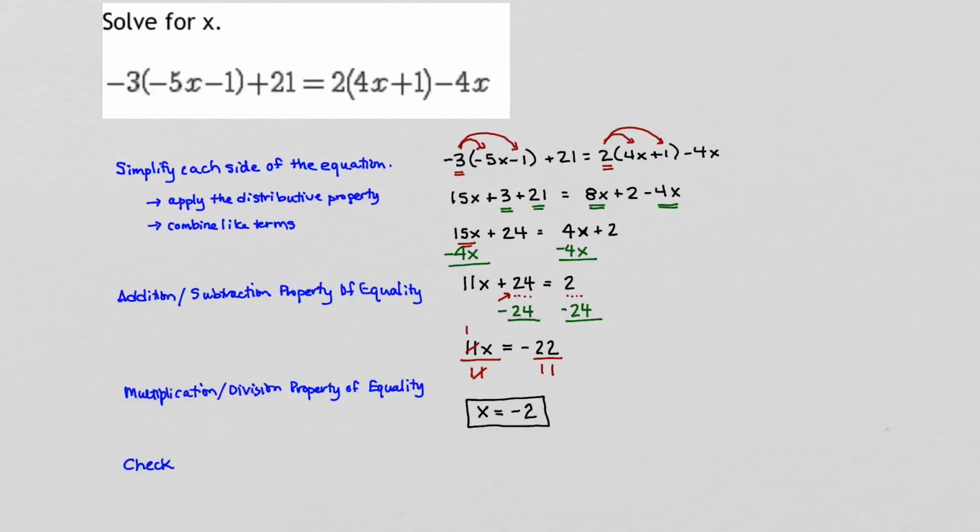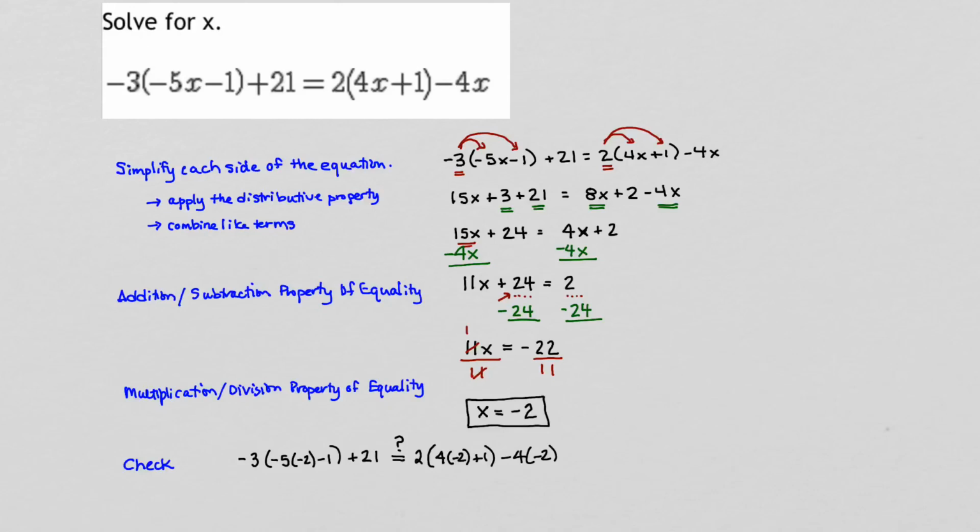So let's rewrite our equation. Our equation was negative 3 times the quantity negative 5 times x. But if we're going to check our solution, that means in place of x, I want to put negative 2. And so really, I have negative 3 times the quantity negative 5 times negative 2 minus 1 plus 21. And I want to check and make sure, is that the same thing as having the right side, which is 2 times 4 times negative 2 plus 1 minus 4 times negative 2. Are these the same thing?